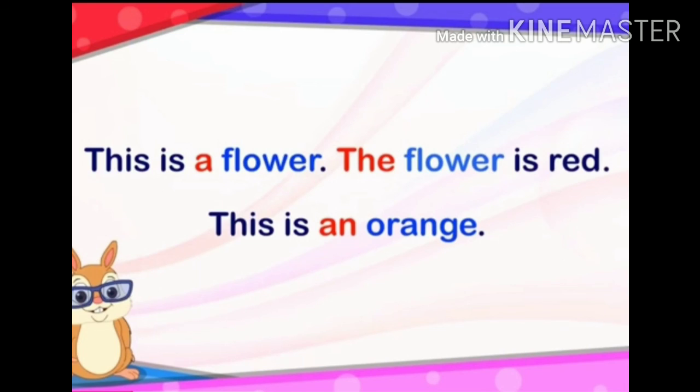And here the word orange starts with the letter O. So O is a vowel. So before that we use the article an. So children, you understood how to use the articles in a sentence?